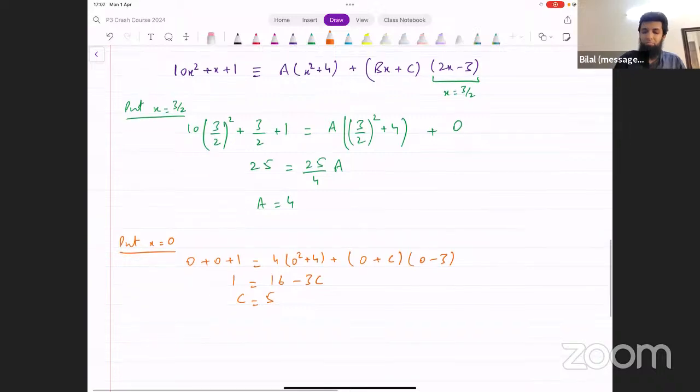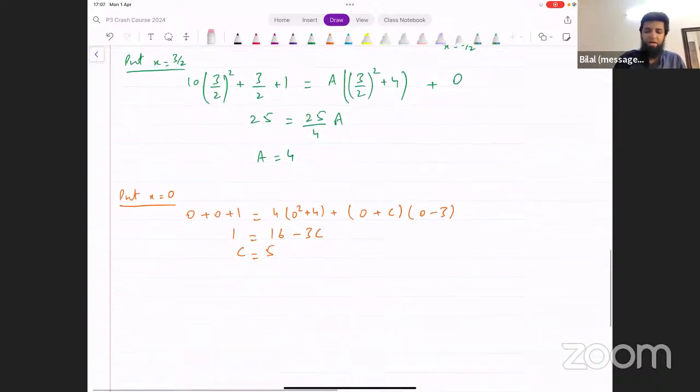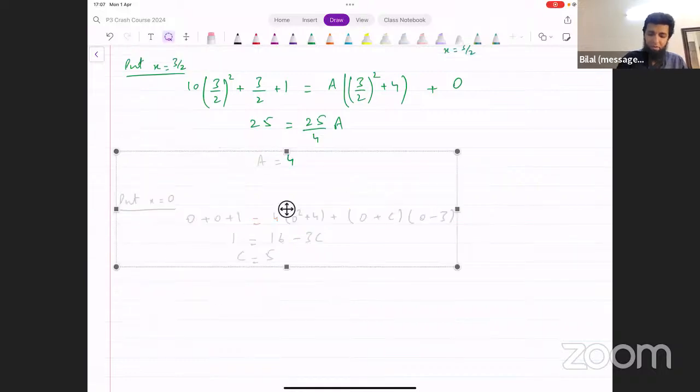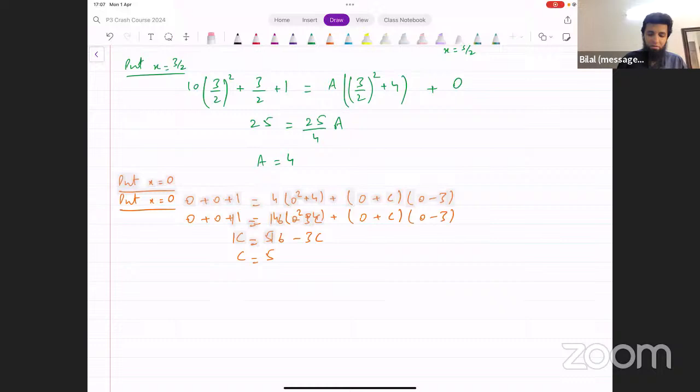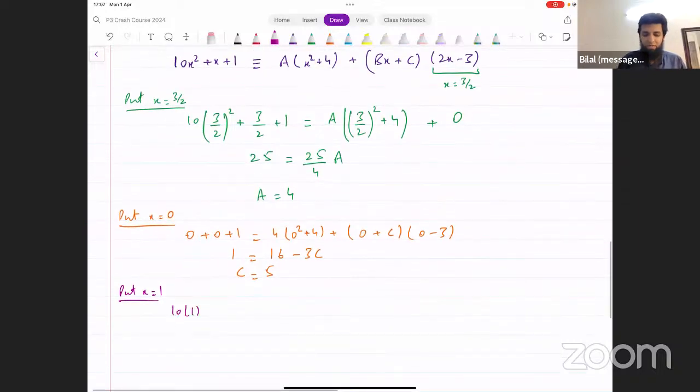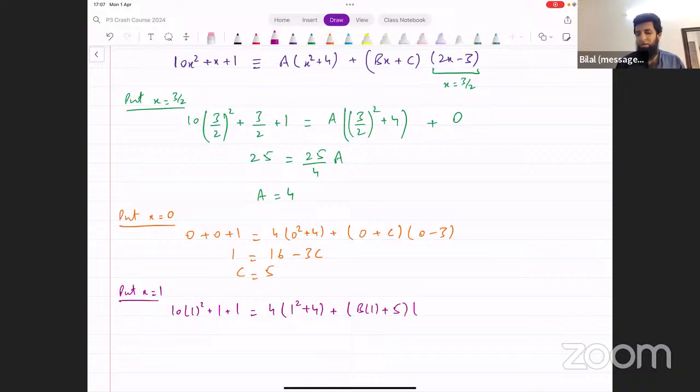And now we need to find b as well. You can input another value of x. Try x equals 1, for instance. Use a small value that makes the calculations simpler. So I'm inputting x equal to 1 now. Let's see what that gives us. When we input x equal to 1, that gives us 10 into 1 squared plus 1 plus 1. On the other side, we have a, which is 4, into 1 squared plus 4 plus b into 1 plus c, which is 5, multiplied by 2 into 1 minus 3.